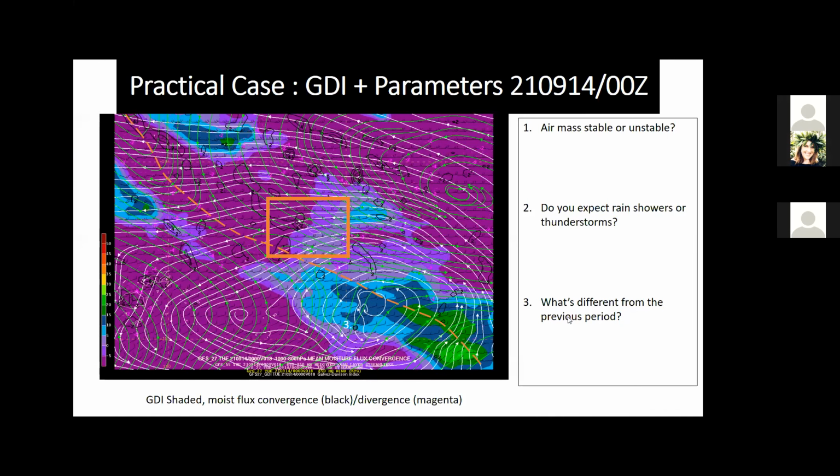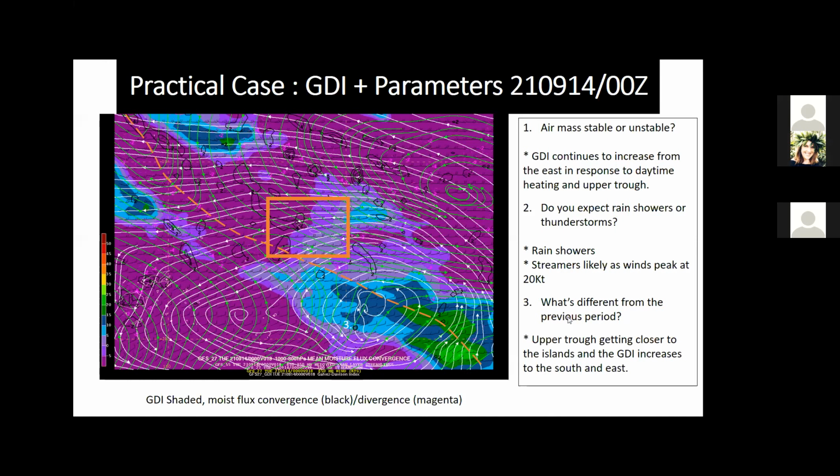Let's go now to 0 UTC on the 14th. Now we're still looking at a slight increase in convective instability. Rain showers, but the winds remain strong at 20 knots. And the trough is getting even closer, and that's probably why we're seeing the increase on the GDI for that particular period.